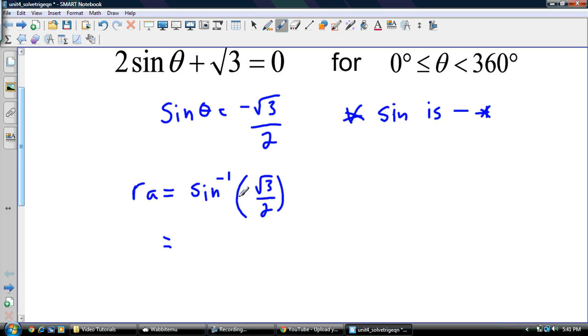So sine inverse of root 3 over 2 is 60. That's just from your unit circle. If you want to do it on your calculator, you can do that as well. So that tells me my related angle is 60.